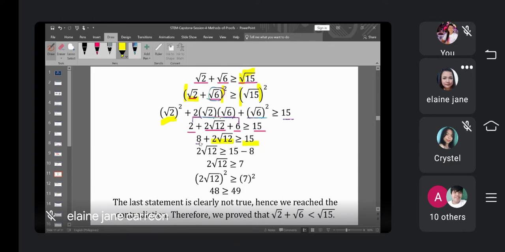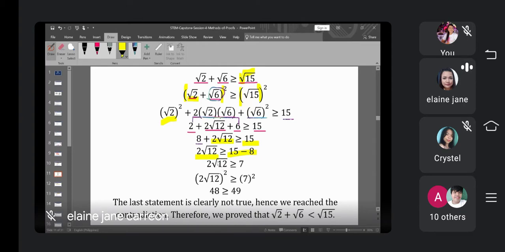Next, we subtract 8 to both sides. So, we got 2 square root of 12 is greater than or equal to 15 minus 8. I hope you get that. Tinanggal natin si 8 sa left side, dinala natin sa right side by subtracting both sides by 8 or by adding negative 8. Okay, pareho lang yan.